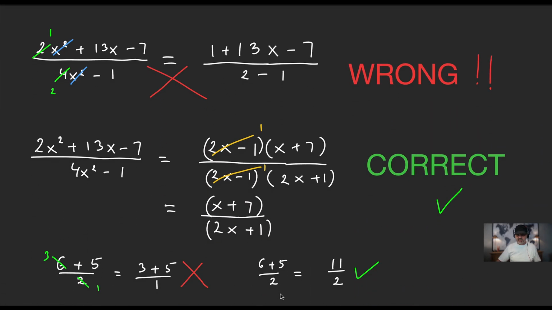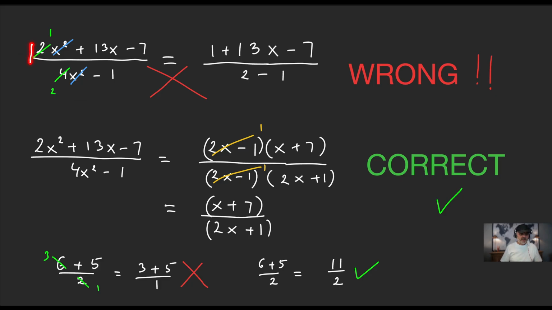Let me start with this example. You have this trinomial divided by binomial as a rational expression: 2x squared plus 13x minus 7 divided by 4x squared minus 1. The tendency here is to cancel terms. I have seen so many mistakes like that when I marked thousands of tests over the years. Students make the same mistake over and over because they don't pay attention. Hopefully after this video, you will know that this is a mistake that you cannot afford to make.